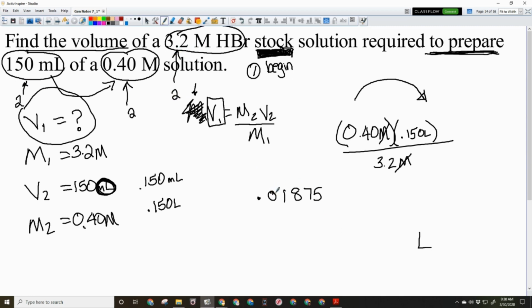Now remember, this 0 is leading. It is not a significant digit. So our first significant digit is this one. So that's 1, 2. So now we're going to look at this to see if we round. A 7 does round to 8. So our final answer is going to be 0.019 liters. All right.